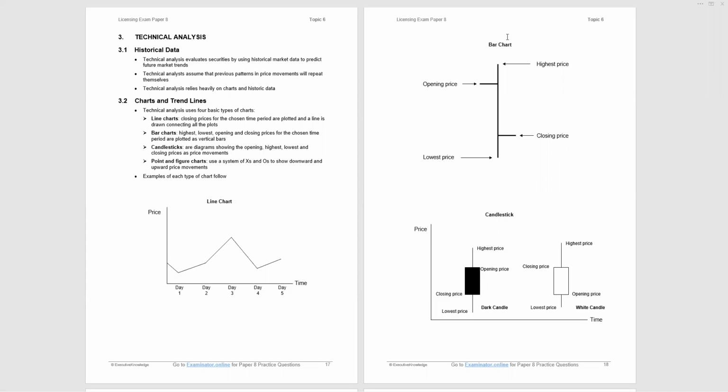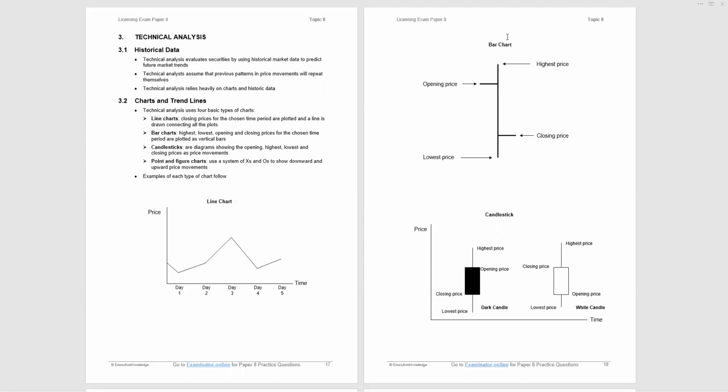So let's start with section 3.2 on charts and trend lines. We've got line charts, bar charts, candlesticks, and point and figure charts. Now, you could be examined on all of them, asking you which one of the following is not a technical analysis tool, and they give you three, and then the fourth one is a distractor. Or they could ask you maybe for each one of these charts or methods exactly what it is.